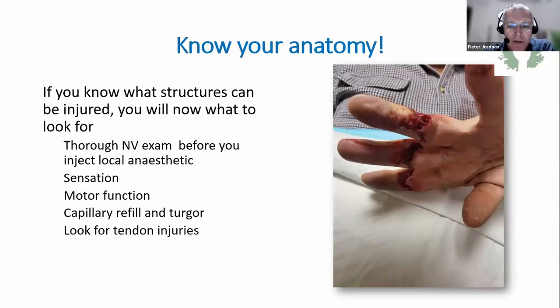Look for capillary refill and turgor, and I'll show you in this photo and the next one why this is important. And look for tendon injuries. You've got to actively look for your tendon injuries. If you look at this photo, this again is a grinder injury. The fingers look pink and you might think they're well perfused, but you can see the soft tissue is kind of collapsed. It doesn't have good turgor. So this patient had both digital arteries on each finger cut, and it's important to pick this up.